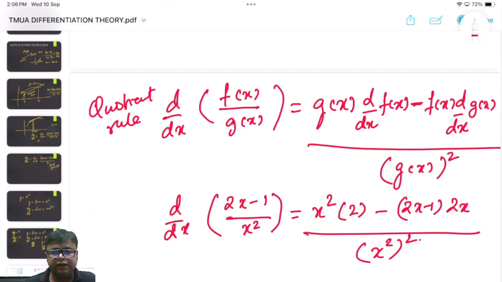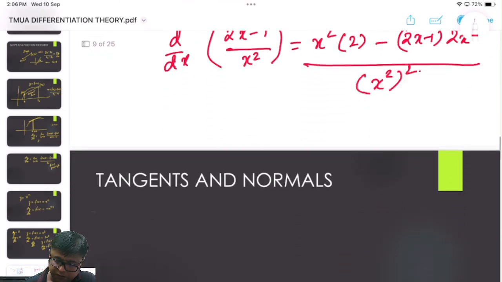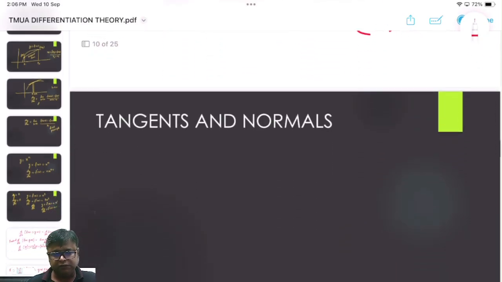What is more important is the definition which I told you, your understanding of differentiation as the slope of a tangent at a point. Very, very important thing, right? Now, let's move on to, again, tangents and normals.